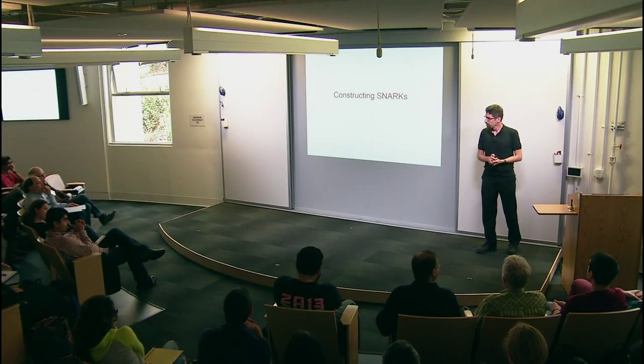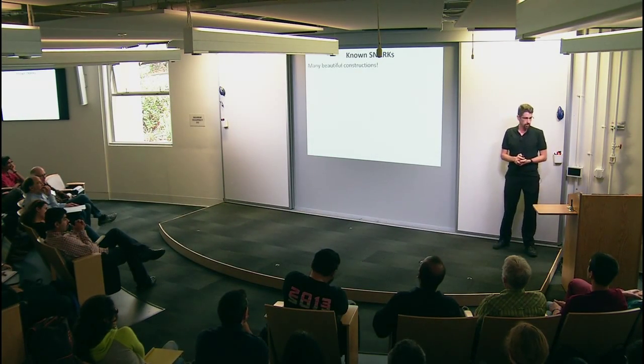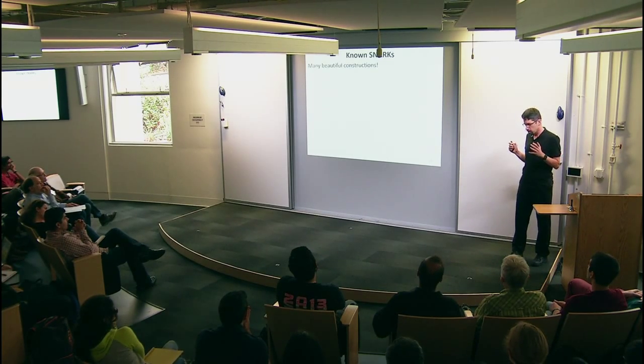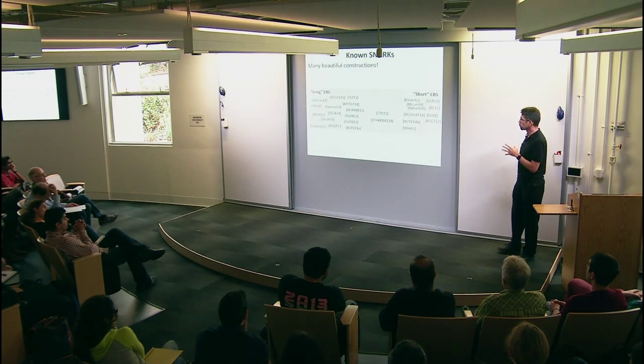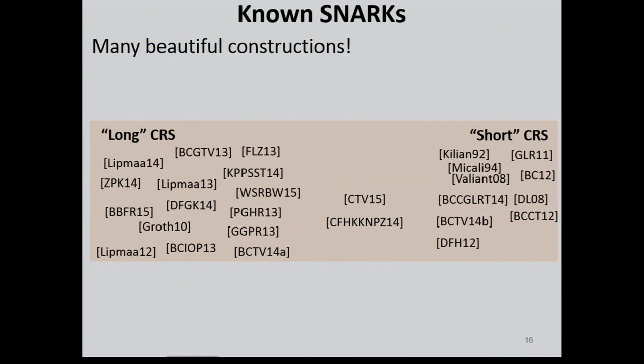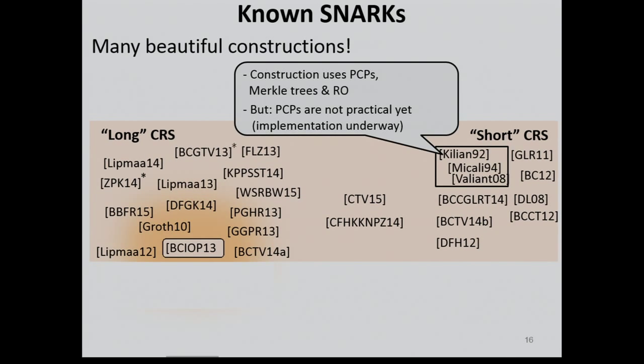how do we construct them? Well, we just heard a lot about it, and there's been amazing progress in a few years. We've actually known for a while that short, non-interactive proofs and zero-knowledge proofs are possible, starting with Kilian, Micali, and the extension by Valiant. Those were based on full-blown PCPs with Merkle trees on top and random access and the random oracle to navigate the Merkle tree. And that's a very beautiful feasibility result.